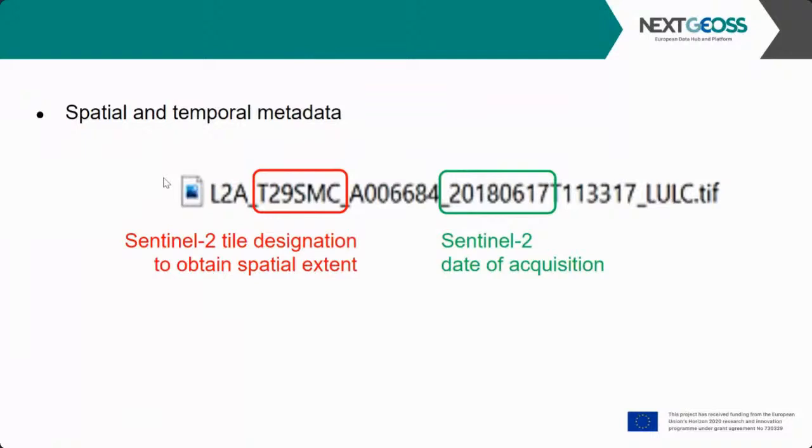As I mentioned, we used Sentinel-2 data to generate land cover maps. And our final products, these classified images, also keep the name of the Sentinel-2 tile. Why is it important? Because we need to get information about spatial extent and some temporal metadata. The spatial extent I get from this secret code, which is basically the code for the Sentinel-2 tile. And the date I take from the date of acquisition that is also stored in the name of my product.